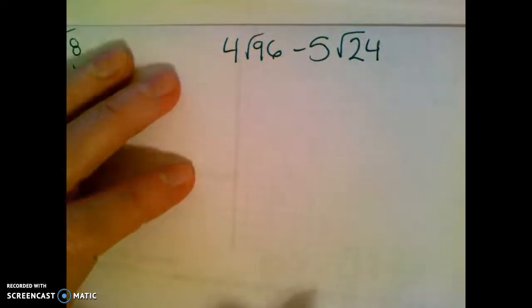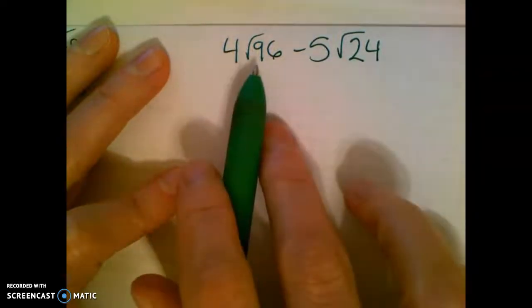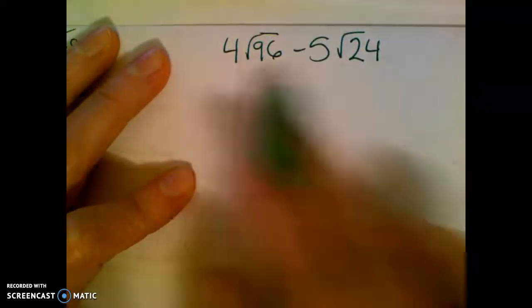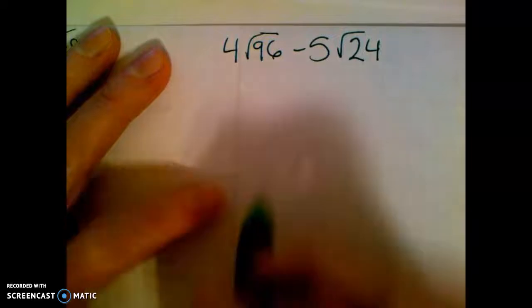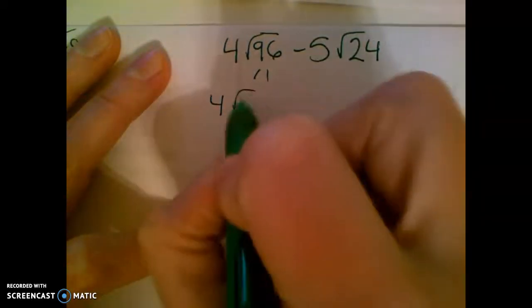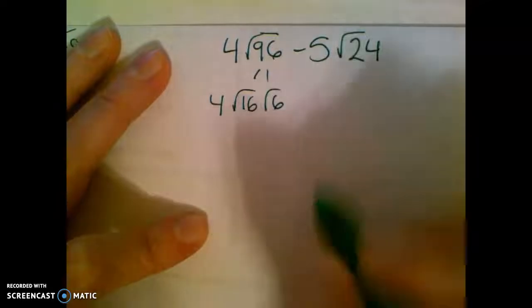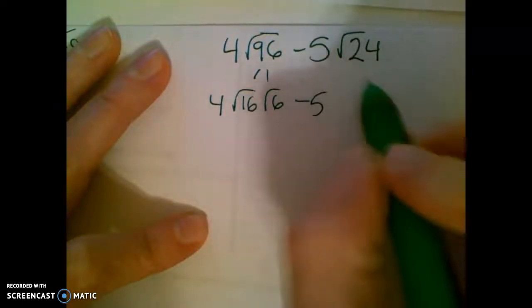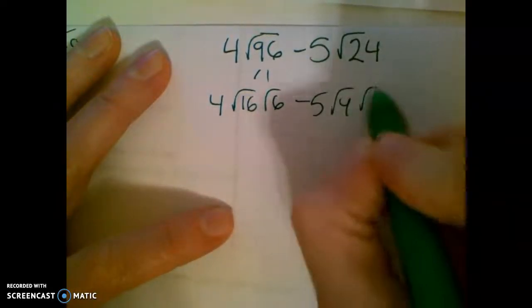Okay, subtracting, exact same deal. Again, I cannot add these as they are. Root 96, root 24, not the same, but go ahead and break each of those down. I'm bringing down my 4 there. Root 96 is root 16 times root 6. And then there's a minus 5. Root 24 is root 4 times root 6.